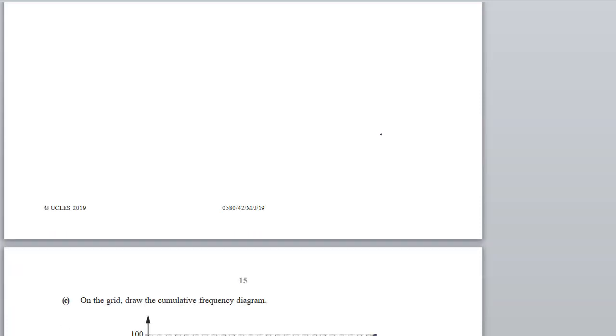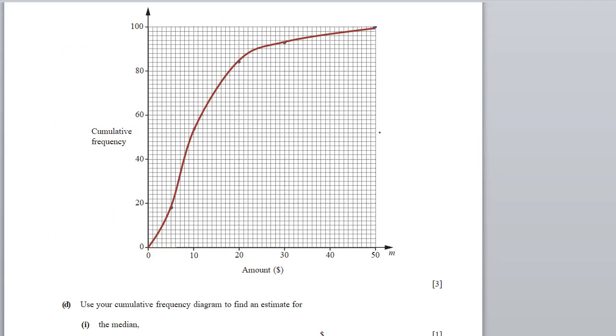Now, on the grid, draw the cumulative frequency diagram. This is the cumulative frequency diagram. Use the cumulative frequency diagram to find the estimate for the median. The median is at 50. So we will go to 50 and then we go down. So approximately $9. So here $9, this is the median.